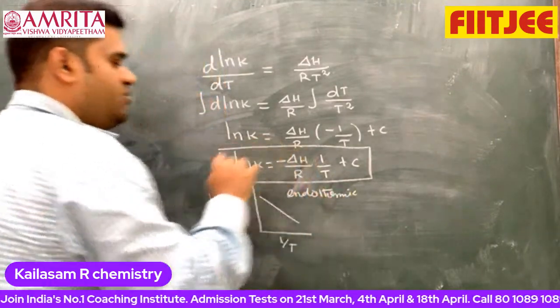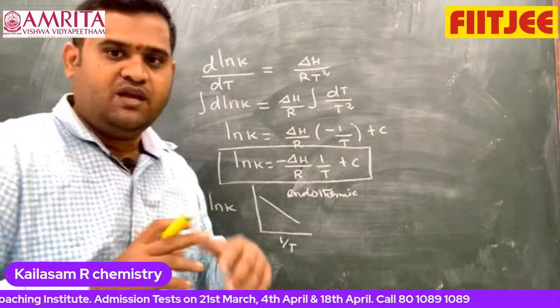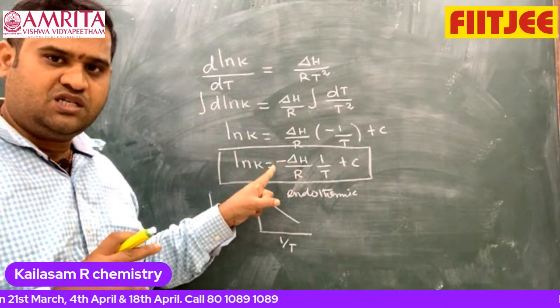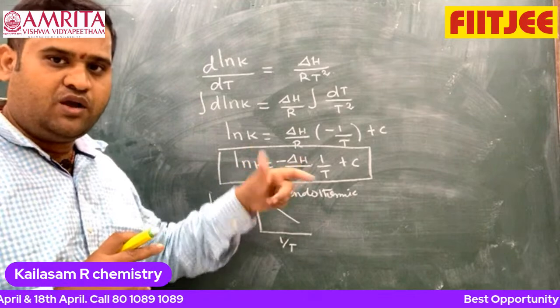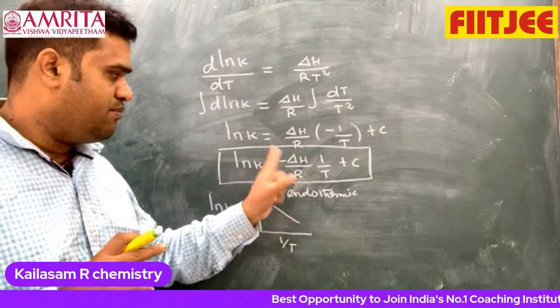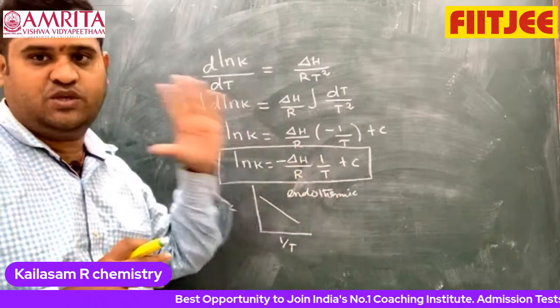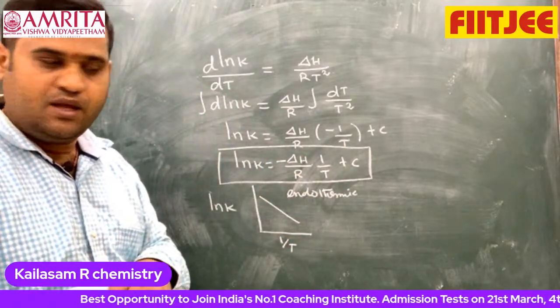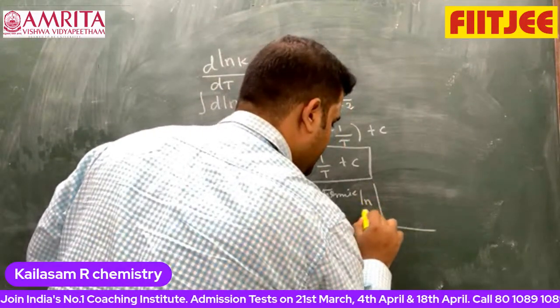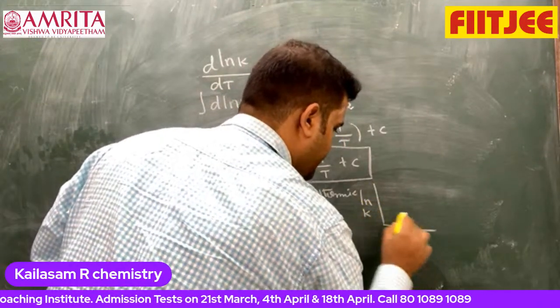When the slope is negative, what can we say? Endothermic reaction. Why? For an endothermic reaction, delta H is positive. But in the equation itself we have a negative, therefore overall you end up with negative. So for the graph, the slope you are getting is minus delta H by R, which means the reaction is endothermic in nature.